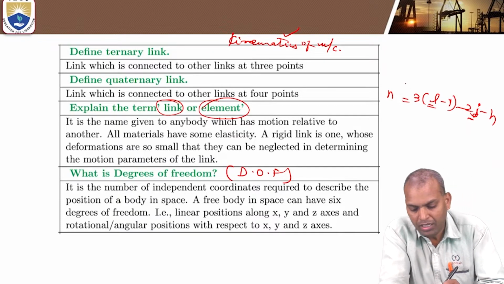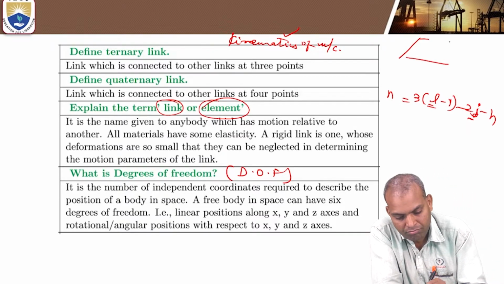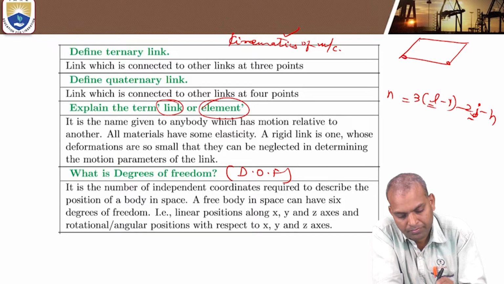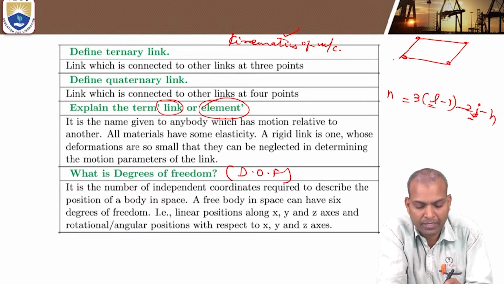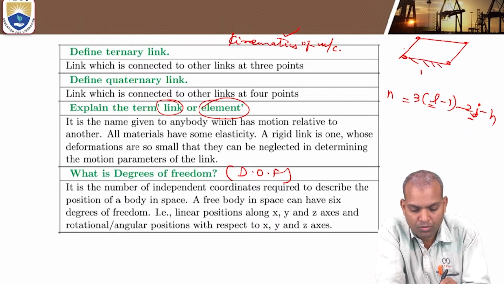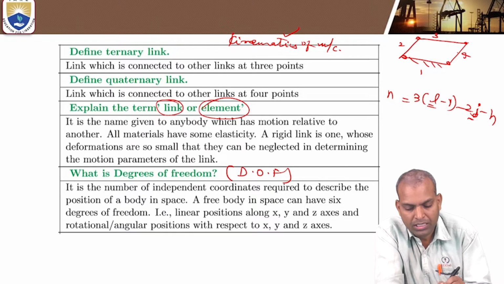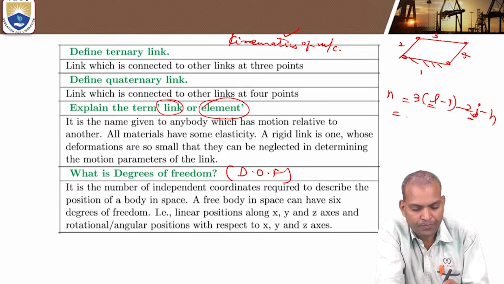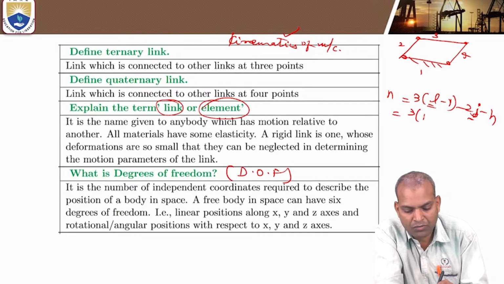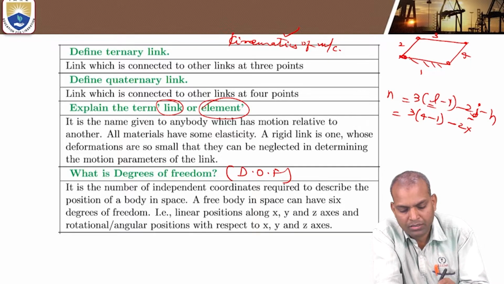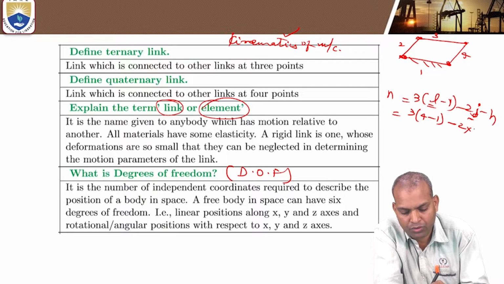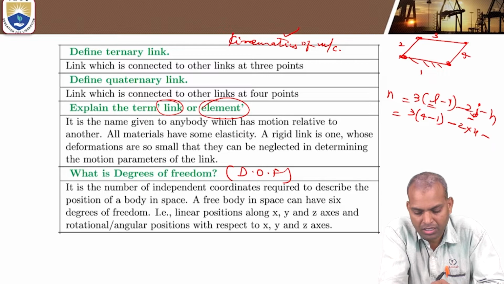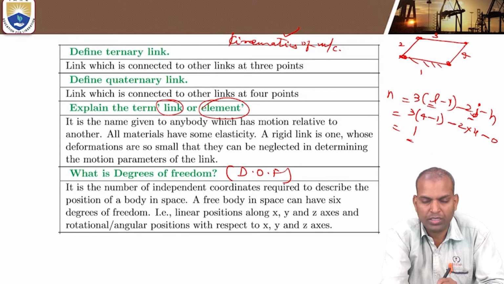Suppose a 4-bar mechanism is there. This is a 4-bar mechanism. Link 1, 2, 3, 4. What is the degree of freedom for the 4-bar mechanism? The number of links is L = 4, so 4 minus 1. Number of joints: 1, 2, 3, 4. 4 joints. Higher pairs is 0. That means it is 1. Degree of freedom equal to 1.